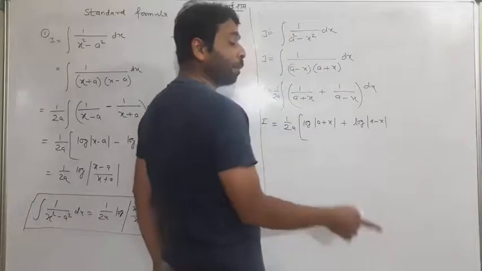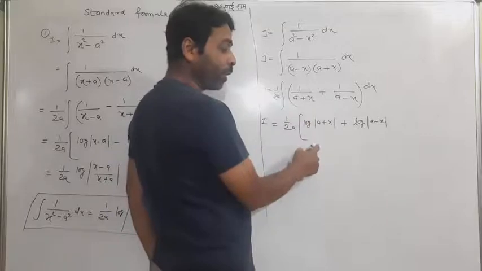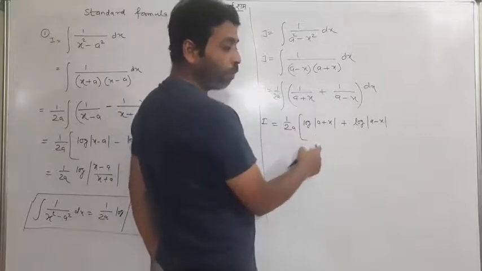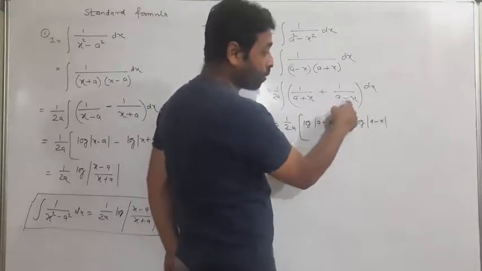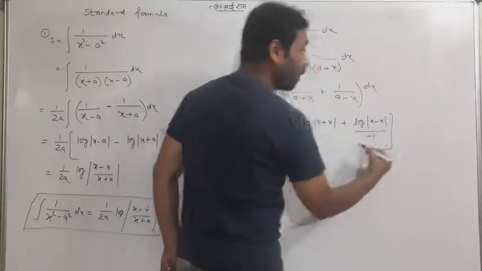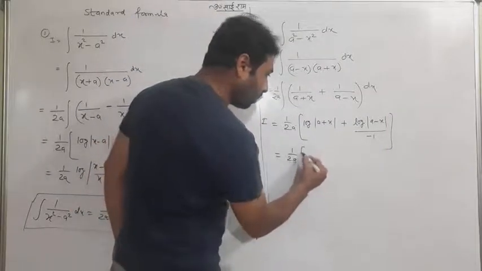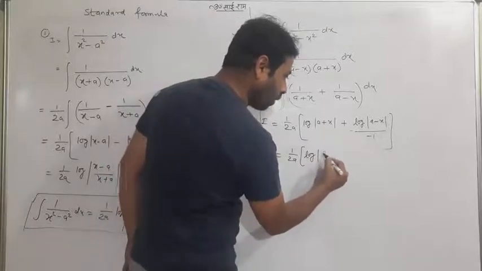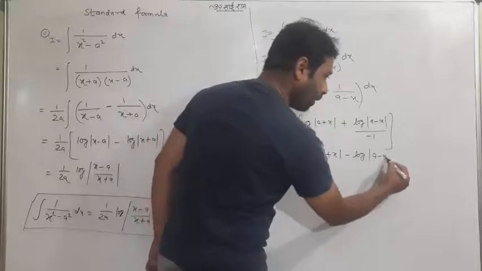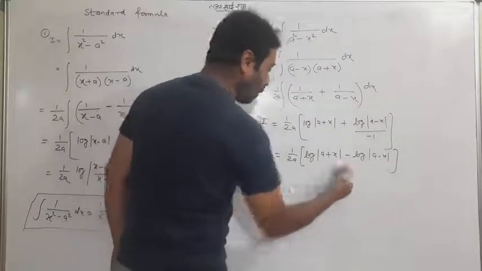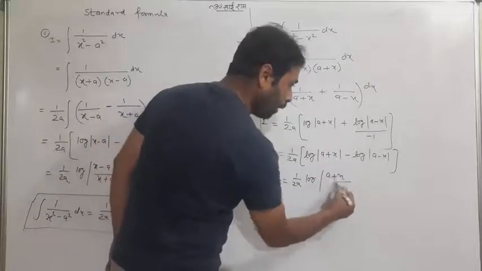But student, keep in mind, this is a linear form, and the coefficient of x definitely will come in the denominator. For a plus x it is 1, so no matter to write 1 here, but for a minus x it is minus 1, so the coefficient of x is minus 1, I'll write in the denominator. That's a very, very important thing. And now what to do? 1 by 2a log of a plus x minus log of a minus x. Log m minus log n will be log m by n.